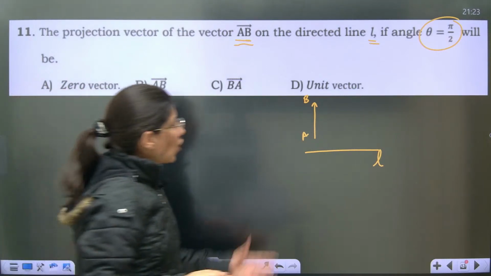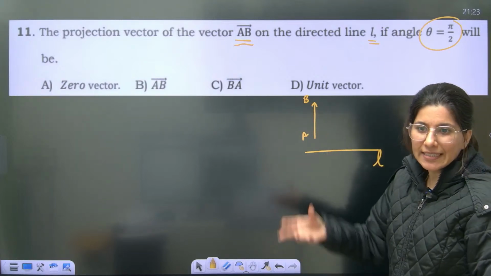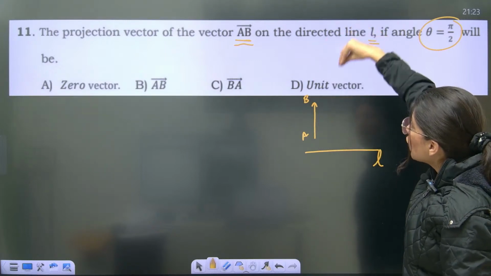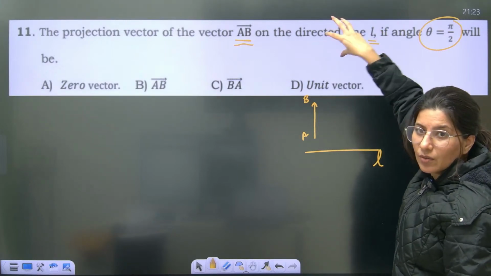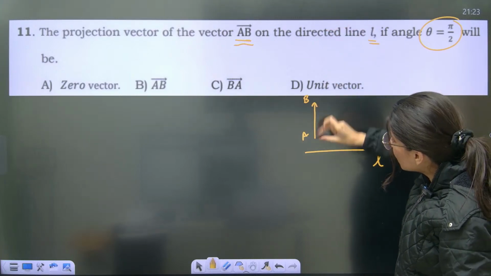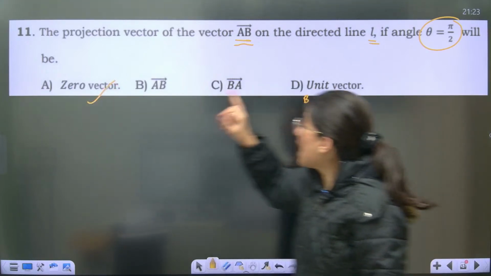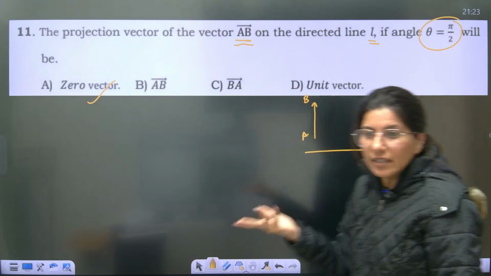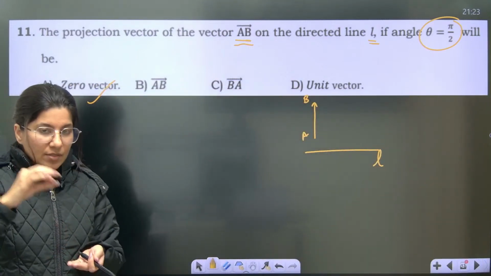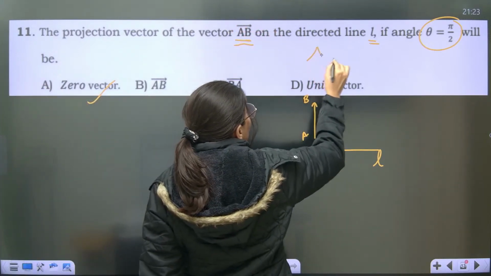Okay. So obviously, projection of this vector on this vector. What is the projection? Basically, what you need to do is drop a source of light on the top, and then figure out what shadow this is making on this line. So this will be a 0 vector. If the angle is 90 degrees, then the projection will be 0. It is so obvious.